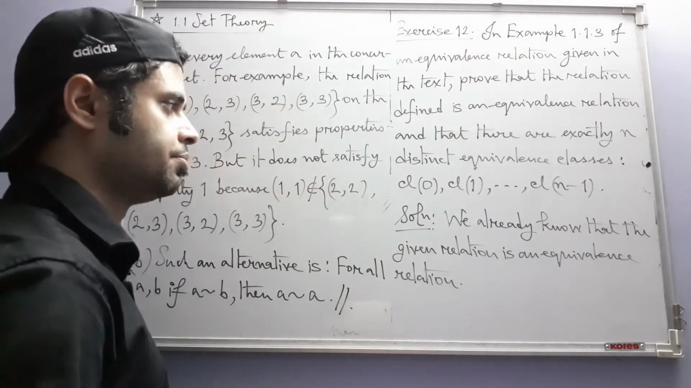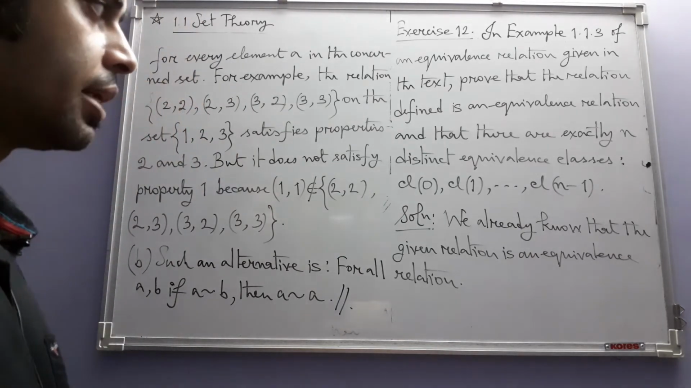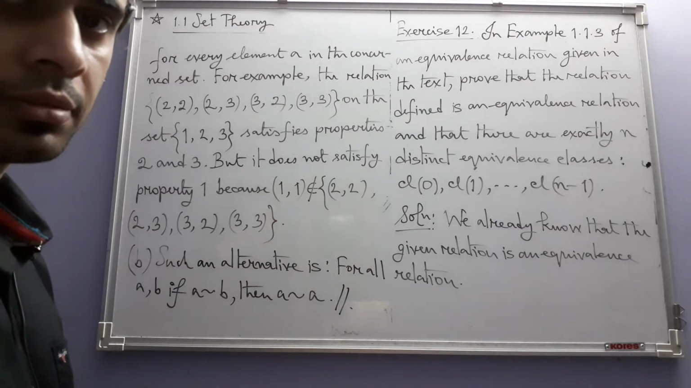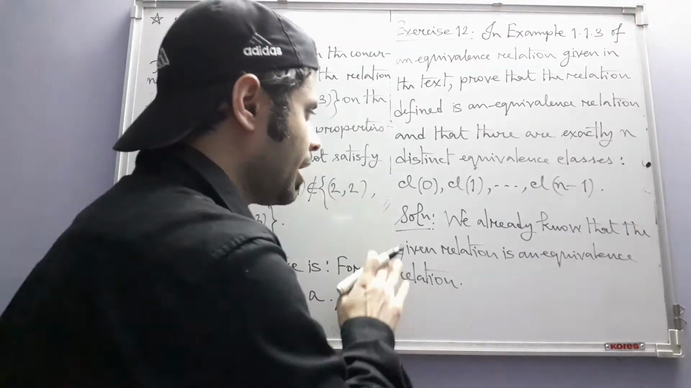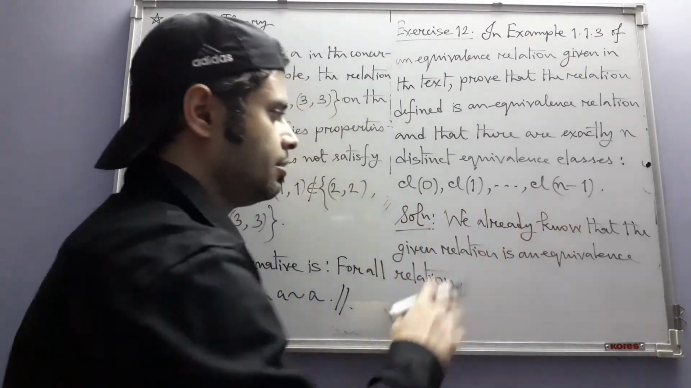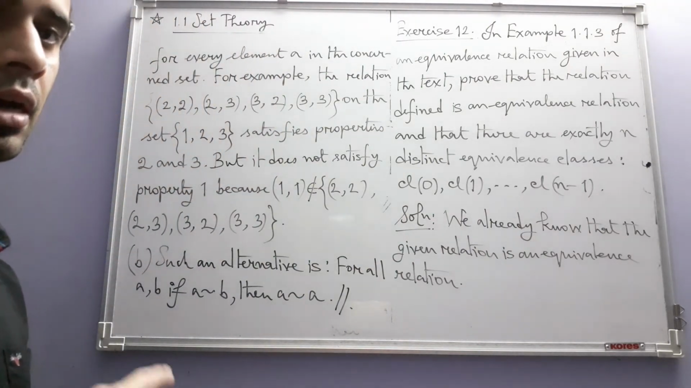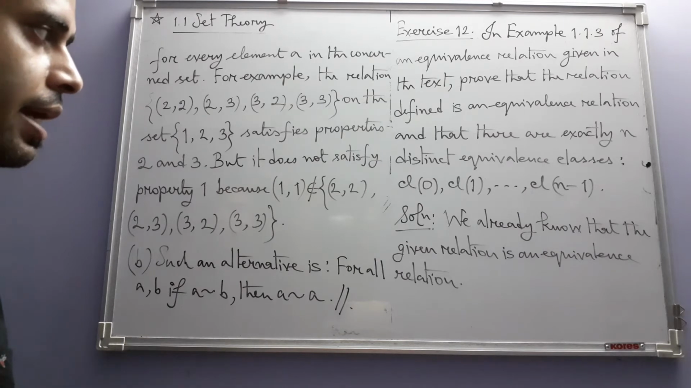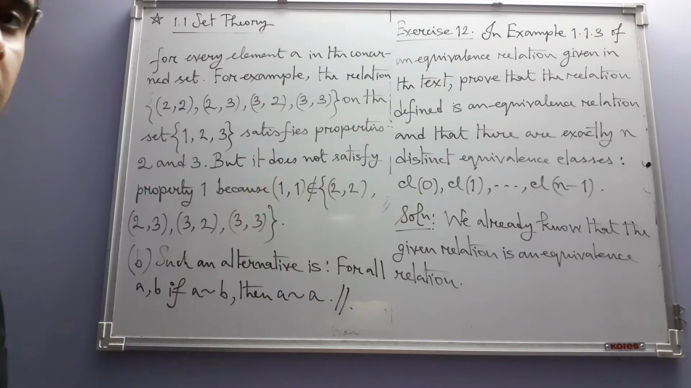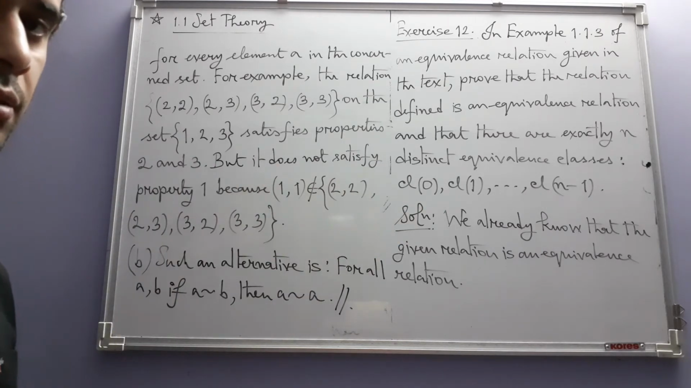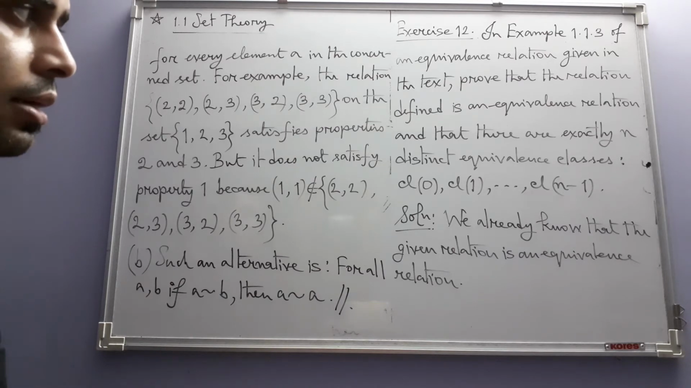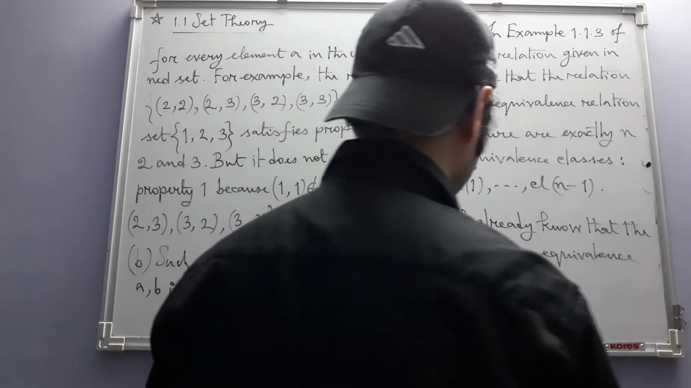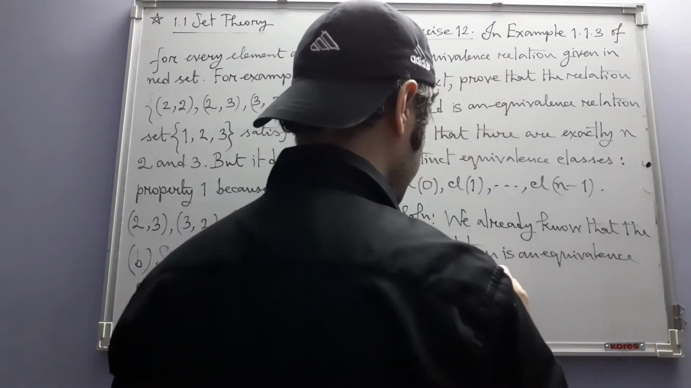First of all, let us show that these classes are distinct, so that we have at least n equivalence classes. After that, we will show that any equivalence class has to be one of them, so that there will be at most n equivalence classes. Together they will give us exactly n equivalence classes. So first let us show distinctness.